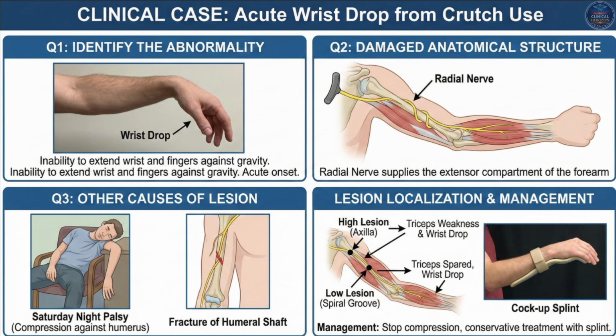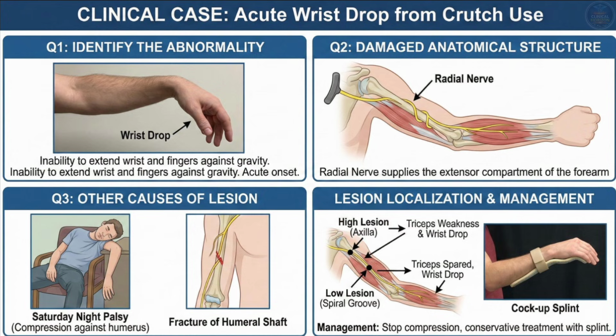The cause in our vignette is crutch palsy. That means compression in the axilla by the crutch. The examiners want to know if you are aware of other common ways this nerve gets damaged. The answer to write: Saturday night palsy, that is due to compression of the nerve against the humerus, often caused by falling asleep with the arm draped over a chair, sometimes associated with intoxication.